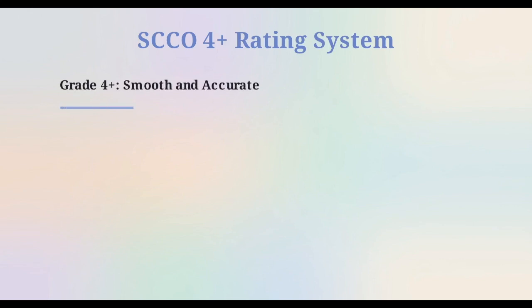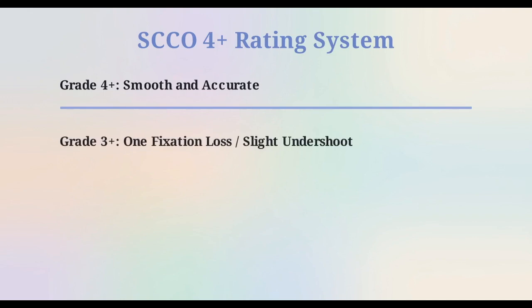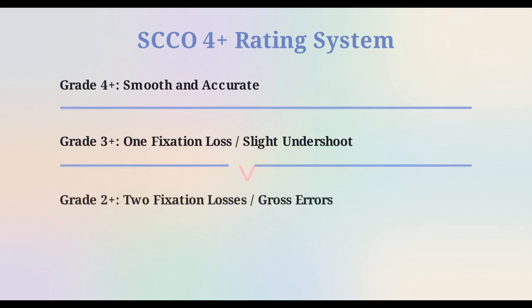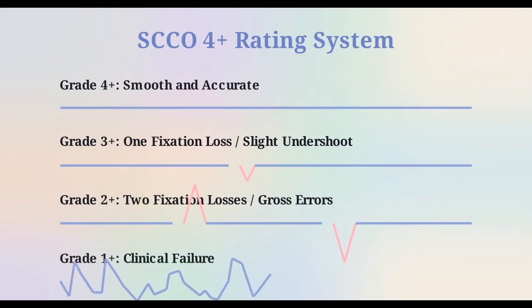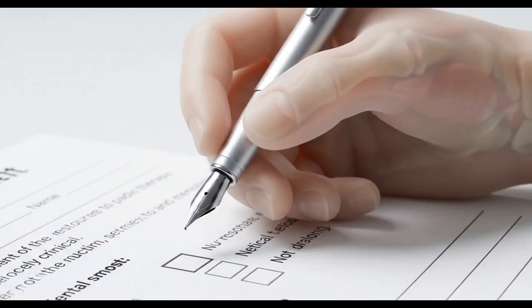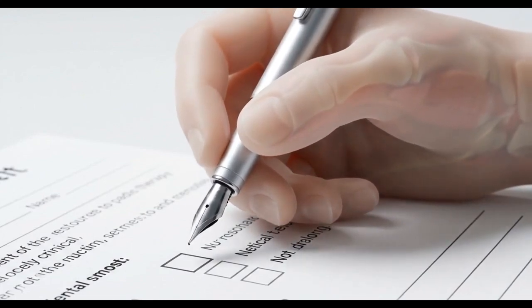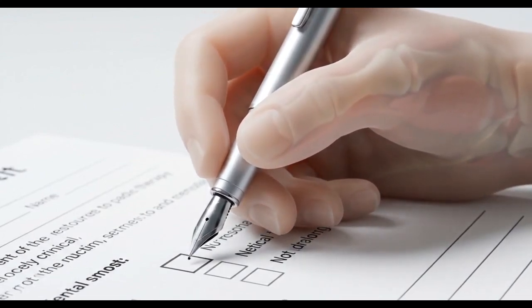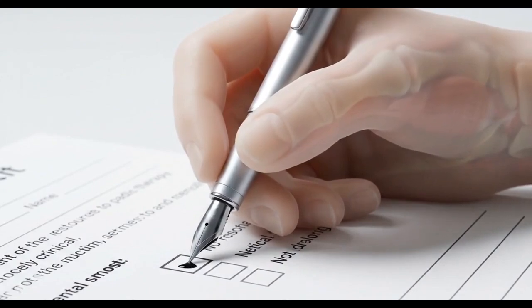At the top of the scale, a grade of 4+ is awarded exclusively for completely smooth and accurate eye movements. A 3+ represents exactly one fixation loss or slight undershooting, while a 2+ indicates two fixation losses, or gross overshooting and undershooting. A grade of 1+ denotes clinical failure and an inability to complete the task, more than two fixation losses, or uncontrolled motor overflow. By tying the score to fixation losses, the SCCO 4+ system solves subjective observation, transforming physical mechanics into an objective clinical baseline.